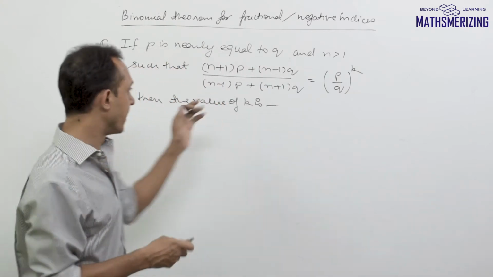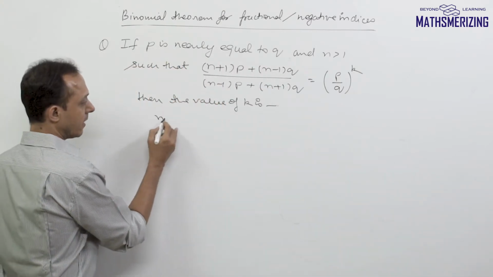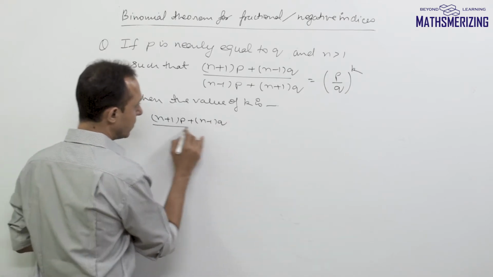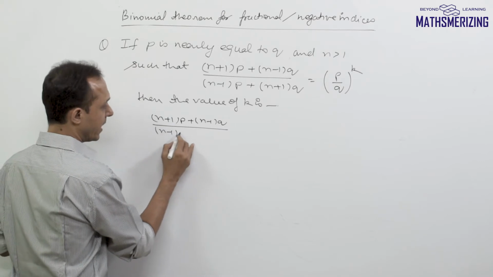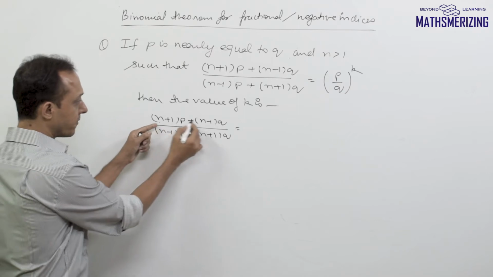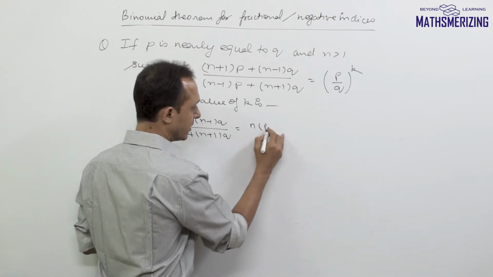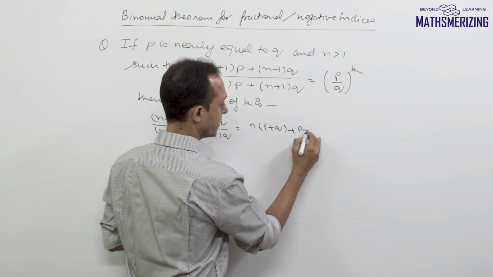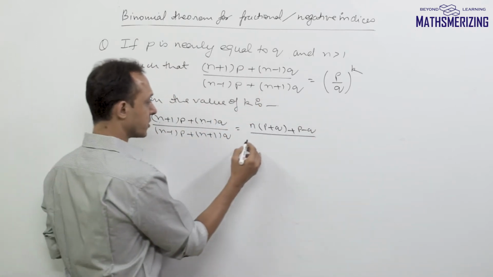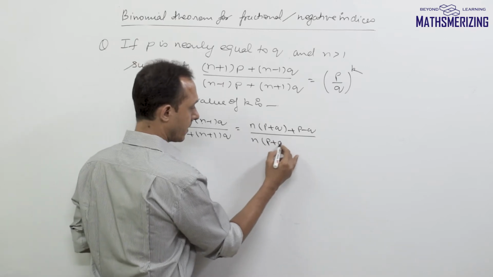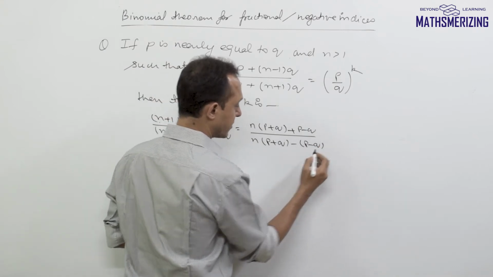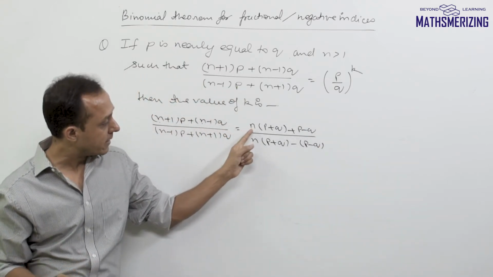So what I'll do is I'll start with the left hand side and write it as (n+1)p + (n-1)q over (n-1)p + (n+1)q. I'll take these terms of n together, so I can write n(p+q) + (p-q). And here also I'll take these terms together, so there'll be n(p+q) and then minus (p-q). So now I'll divide the numerator and denominator by n(p+q).